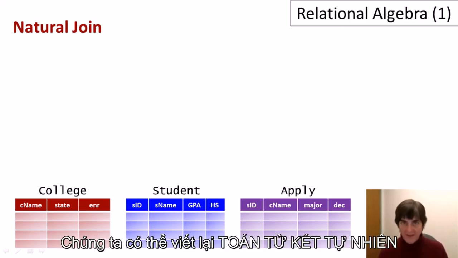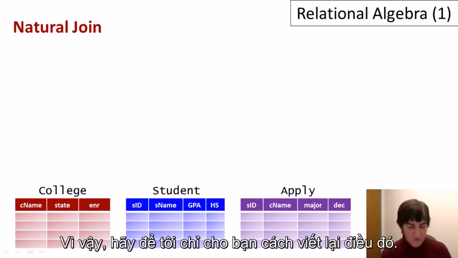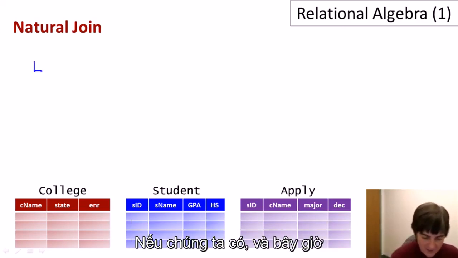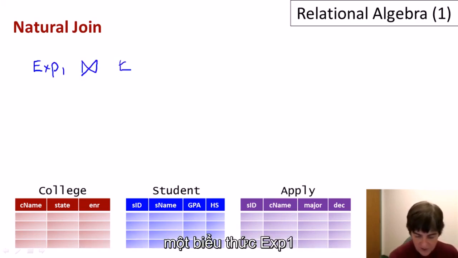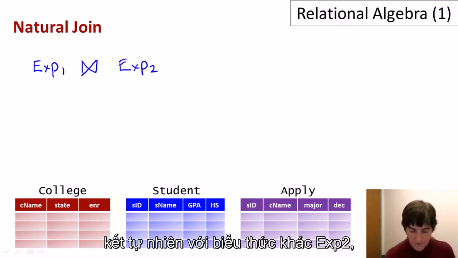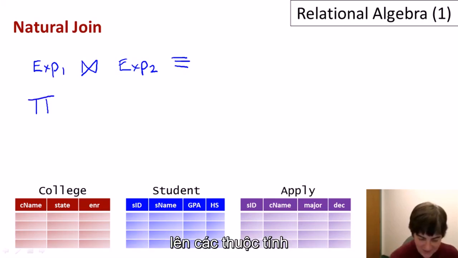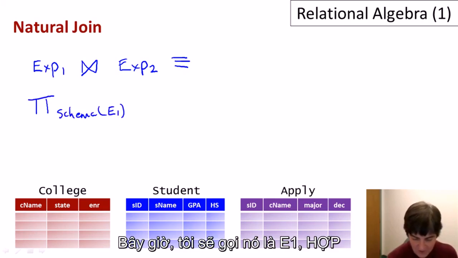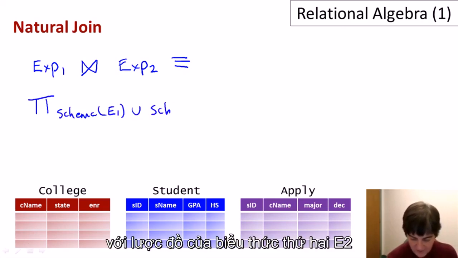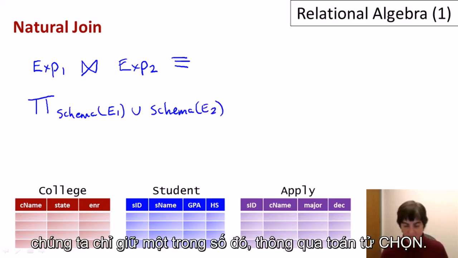We can rewrite the natural join without it using the cross product. So let me just show that rewrite here. If we have, and now I'm going to use the general case of two expressions, one expression natural join with another expression, that is actually equivalent to doing a projection on the schema of the first expression, I'll just call it E1 now, union the schema of the second expression. That's a real union, so that means if we have two copies, we just keep one of them.